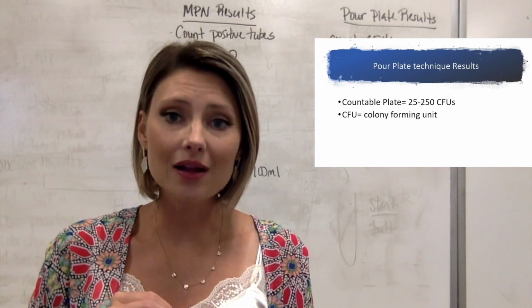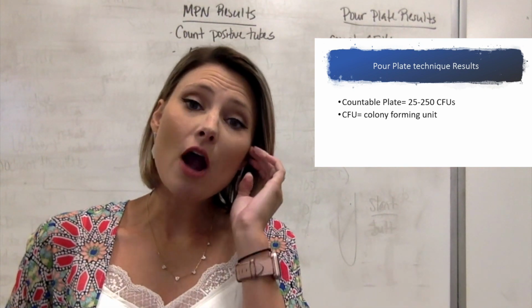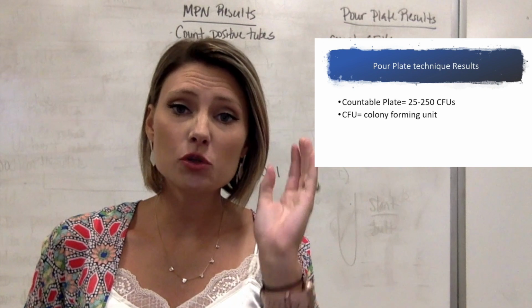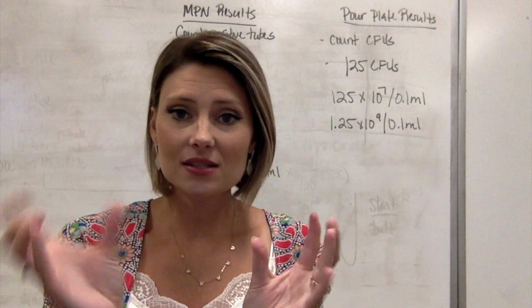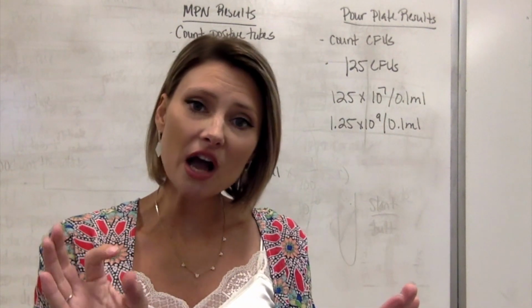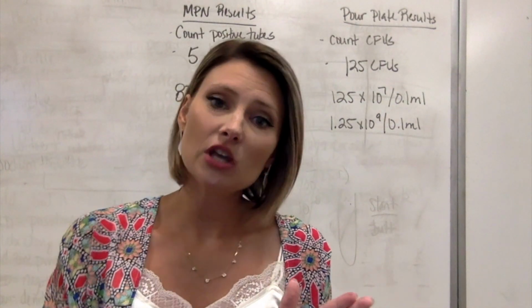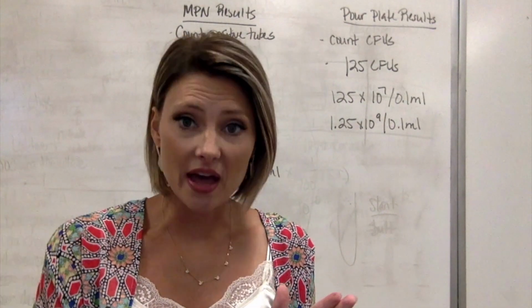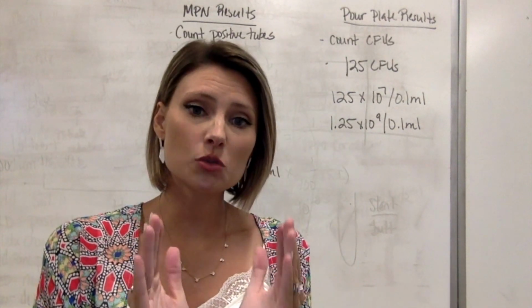CFU stands for colony forming units. So our countable plate is anywhere between 25 and 250 CFUs. I kind of say this is our sweet spot. This is where we want to be. Anything less than 25 has been diluted too much. Anything more than 250, you can't accurately count that. You're going to have too much human error there. So 25 to 250 is where we want to be.